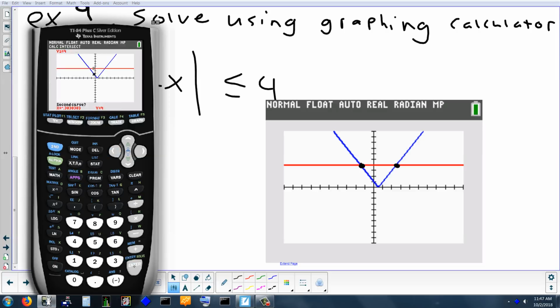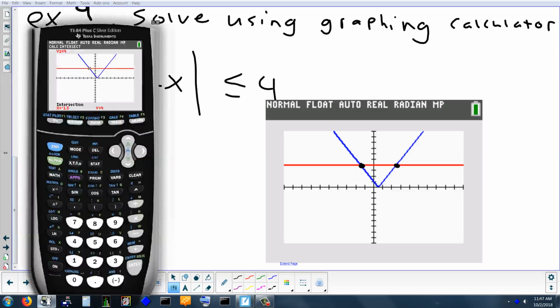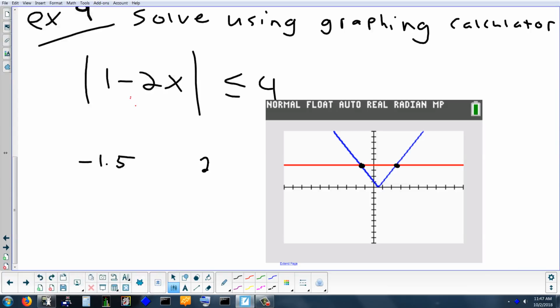So blue, red, this is where the guess matters. If you put it closer to the one on the left, it gives me the one on the left. If you do it on the right, it's going to give me the one closer to what's on the right. So blue, red, move it a little closer, that should be close enough. 2.5. So in this case, x is greater than or equal to negative 1.5, less than or equal to 2.5. In between.